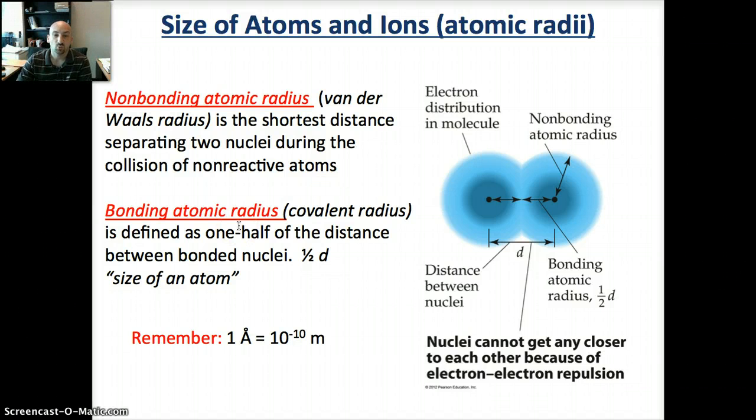The other is the bonding atomic radius, and this is when we have some kind of covalent interaction. It's defined as 1/2 of the distance between the bonded nuclei. If these two atoms are bonded together, the distance between the two nuclei is d, and the size of just one of them is 1/2 d. One important thing to remember is that 1 angstrom is equal to 10 to the minus 10th meters, so when you encounter these problems, you should know that conversion.